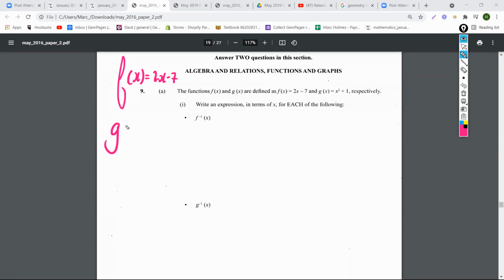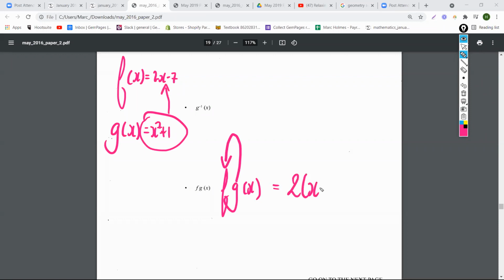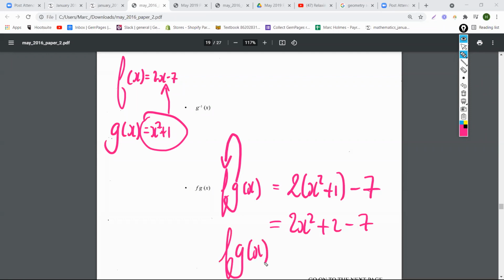And g of x is equal to x squared plus 1. And they ask us now, instead of the inverse, to find f of g of x. Remember composite functions: you're supposed to put the g into the f. So we're going to end up with 2 times (x squared plus 1) minus 7. This gives us 2x squared plus 2 minus 7. So f of g of x is equal to 2x squared minus 5.